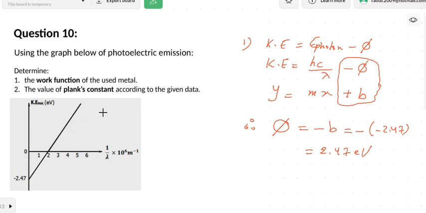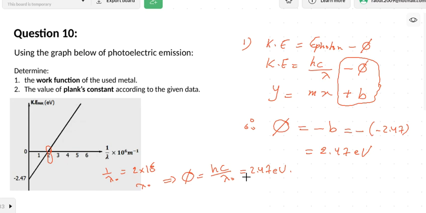Maybe another student uses the reciprocal of the threshold wavelength. Maybe another student says that 1 over lambda threshold equals a certain value times 10 exponent 6. Then he gets lambda threshold. Then from lambda threshold, he says that the work function equals hc over lambda threshold, and he should get the same answer. So there are two ways to find the work function: either use the x-intercept, but you need to do more steps, or use the y-intercept.